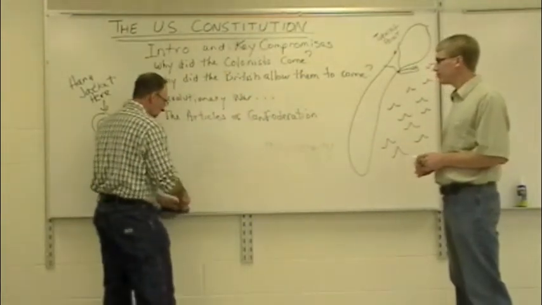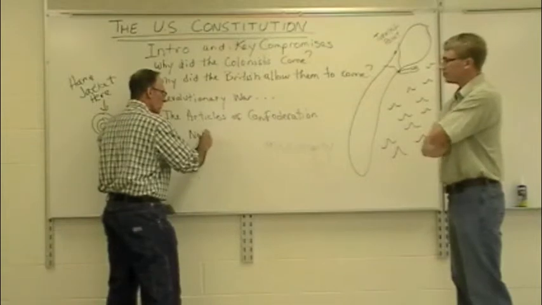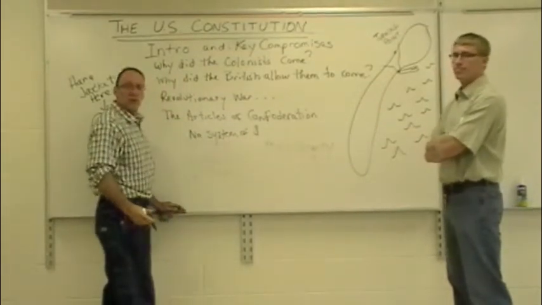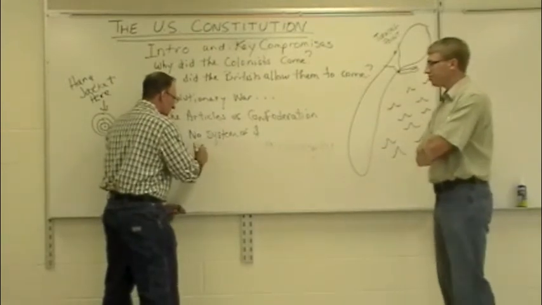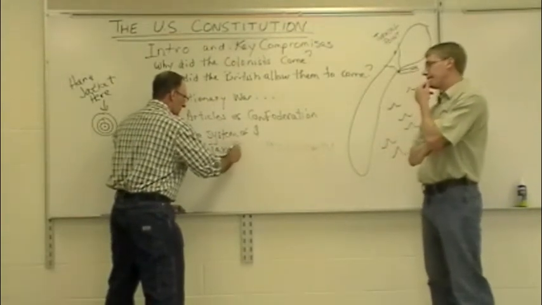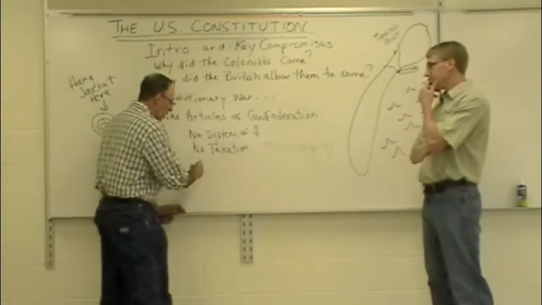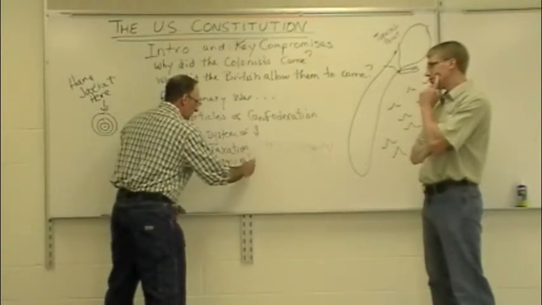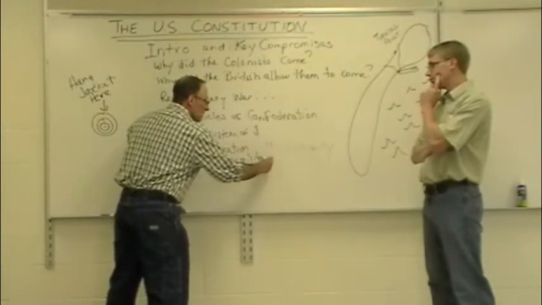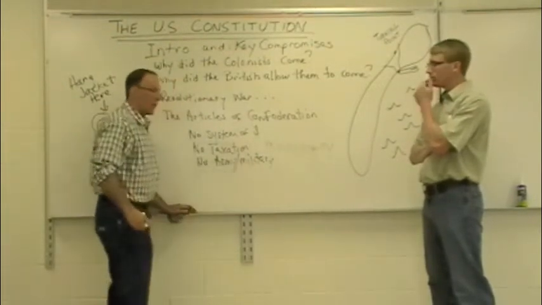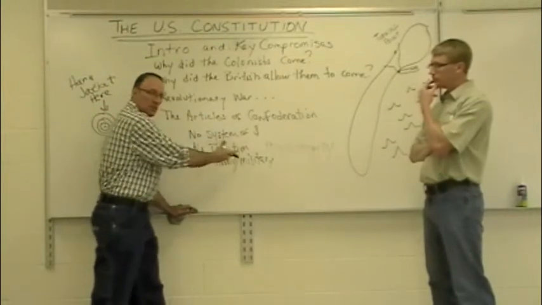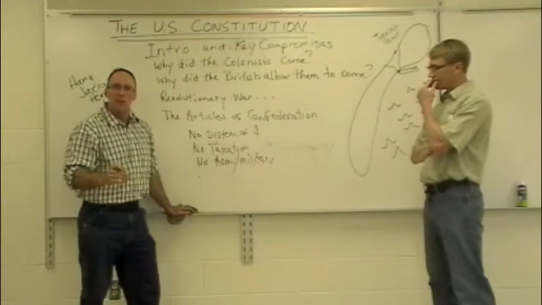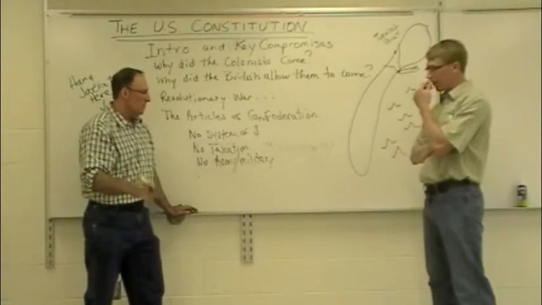Well, number one, the Articles have no system of money. They have no currency. They cannot tax. There is no military, no army, unless the colonies decide to get on board. But there will be no official military that's ready and disposable for defense.